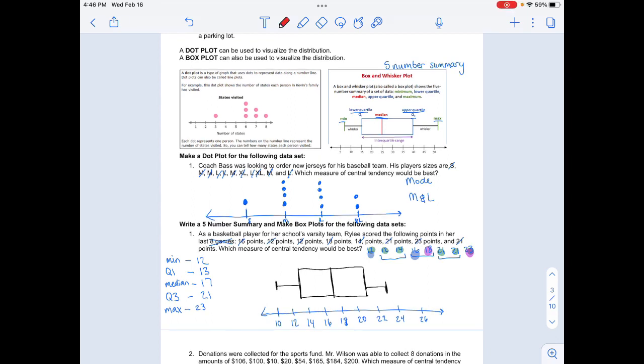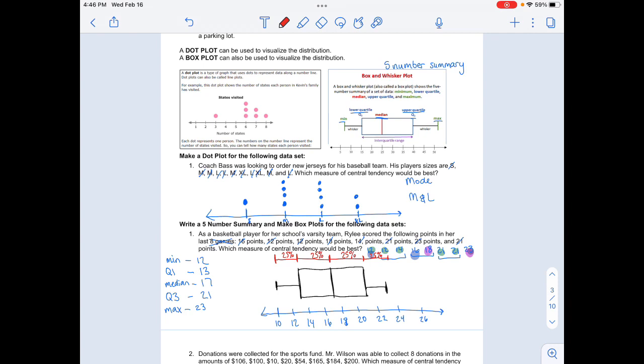So within a 5-number summary and a box plot, we know that 25% of the data is between the minimum and the lower quartile. We also know between the lower quartile and the median is another 25% of the data. And then between the median and the upper quartile is another 25%. And then between the upper quartile and the maximum is another 25%.